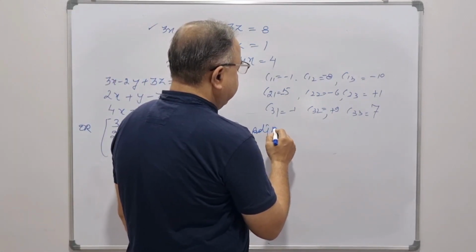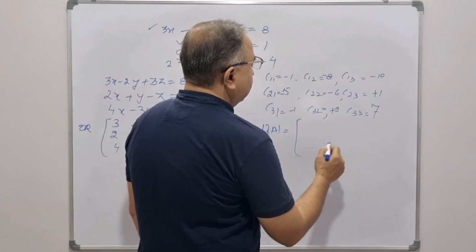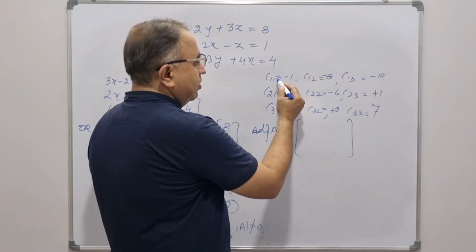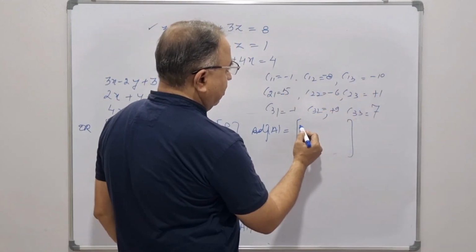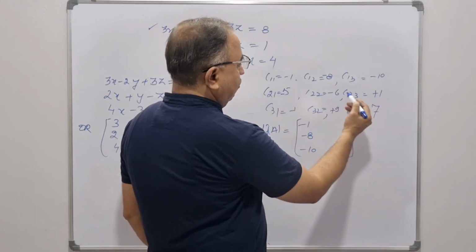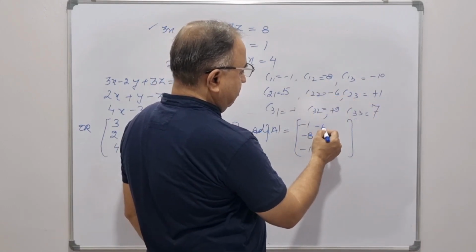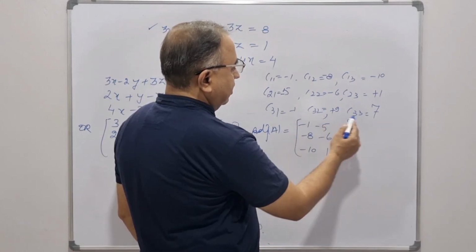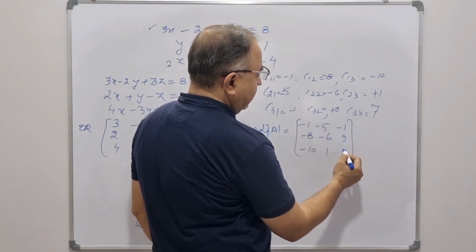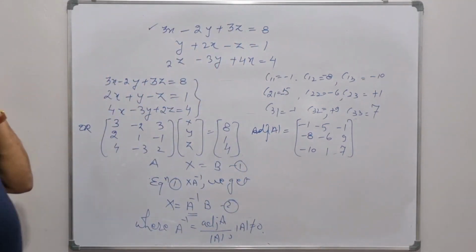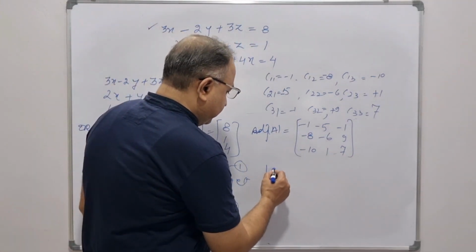So adjoint of matrix A is the transpose of the cofactor matrix. Directly you can transpose the cofactors. First row cofactors you can write here in first column: minus 1, minus 8, minus 10. Second row cofactors you can write in second column here: minus 5, minus 6, 1. Then third row in third column: minus 1, 9 and 7. This is adjoint A. Now I told you to find the determinant A.